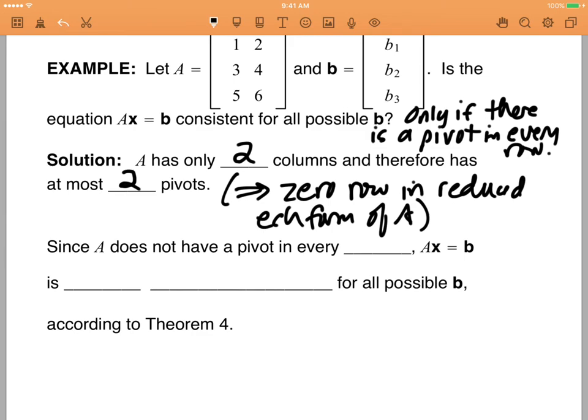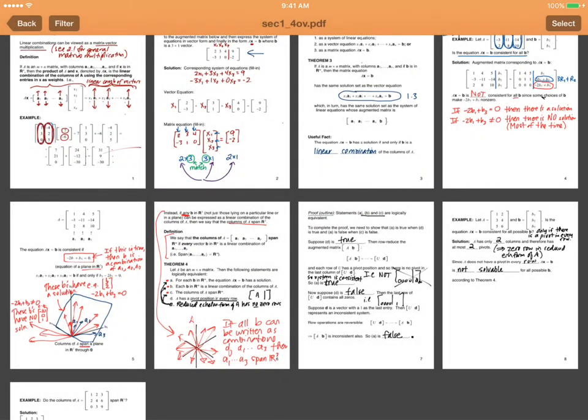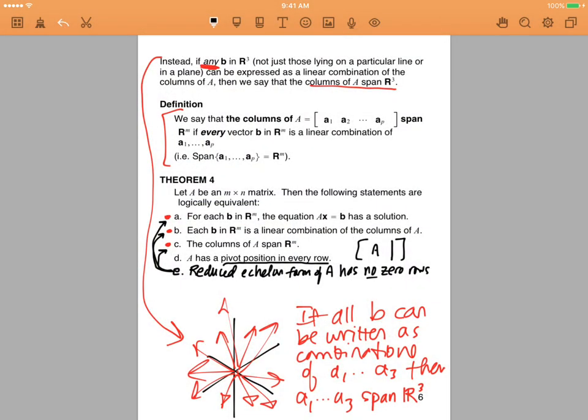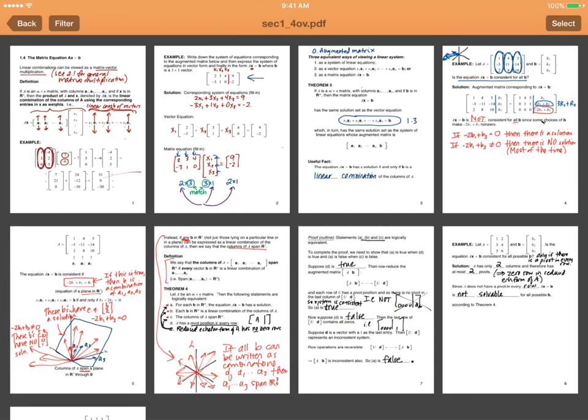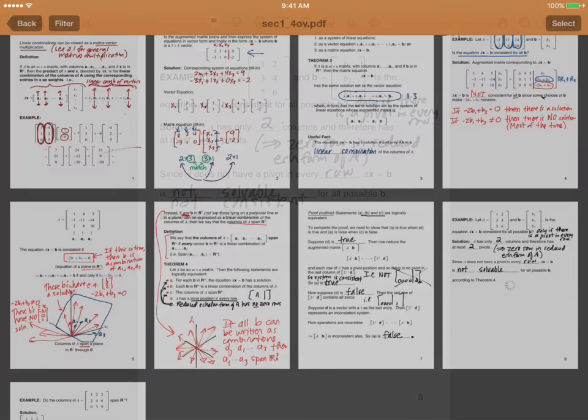Since A does not have a pivot in every row, then AX equals B is not consistent, not solvable for all possible B according to the theorem. Just make sure I'm not missing something. Yeah, I think that's probably what they mean, is not solvable. Not consistent. Okay, we're almost done with this section.